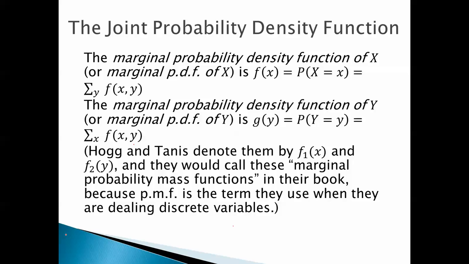The marginal PDF is f of x, and that's the probability x takes on that particular value x. It's the sum over all y of f of x y. And the marginal PDF of y is g of y. It's the probability that y takes on that particular value, little y. So it's the sum of f of x y over all x. And again, Hogg and Tanis call these f1 of x and f2 of y. They would call these marginal probability mass functions because PMF is the term they use when they're dealing with discrete variables.